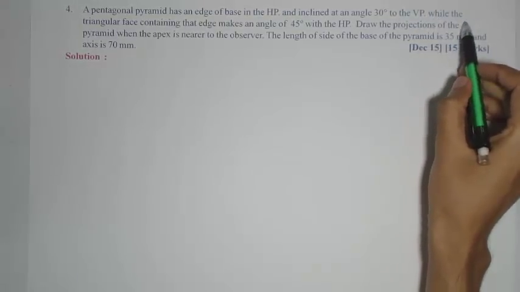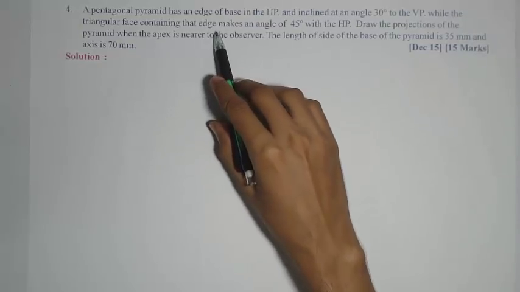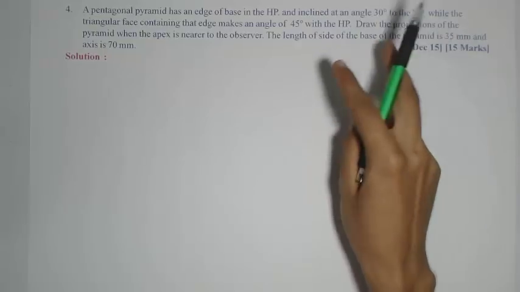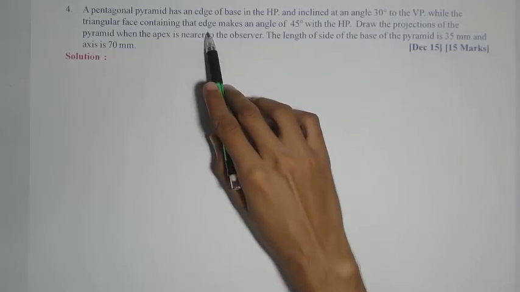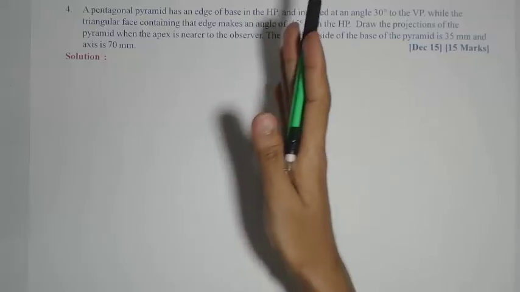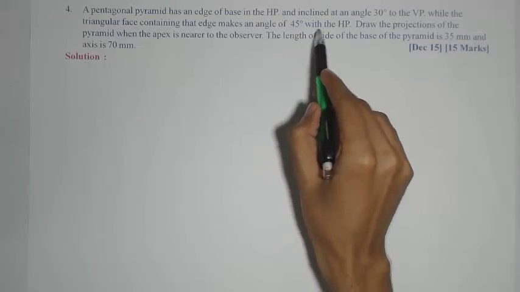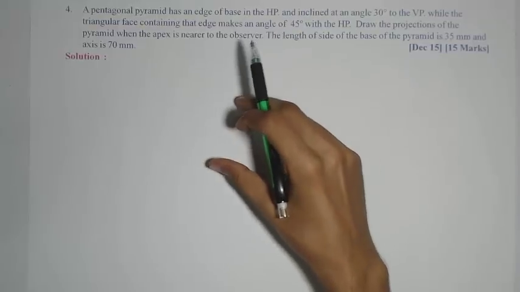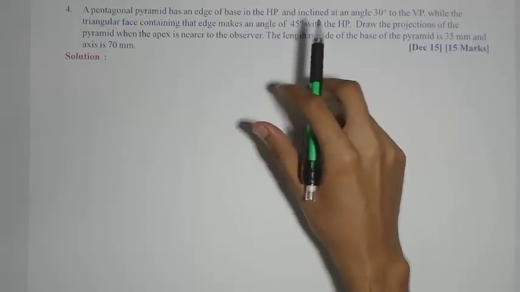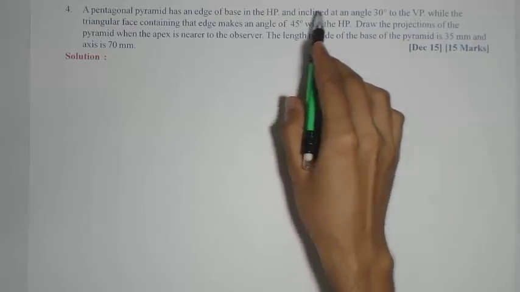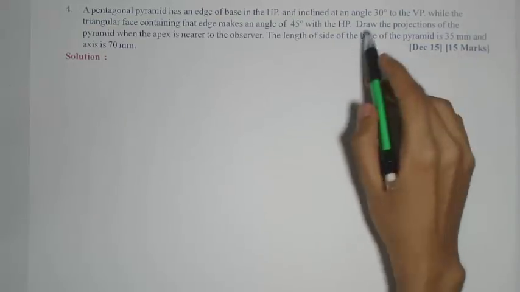Now reading further, while the triangular face containing that edge makes an angle 45 degree with the HP. In previous two problems, the triangular face containing that edge was perpendicular to HP, but here a 45 degree angle is given. So this case will be used for drawing the front view in second stage. And this 30 degree to the VP inclination for that base edge will be used in third stage.